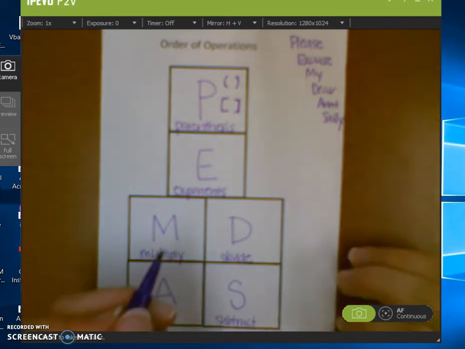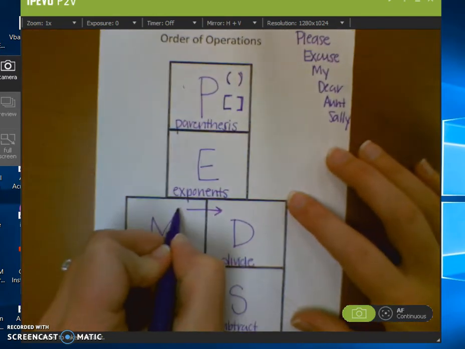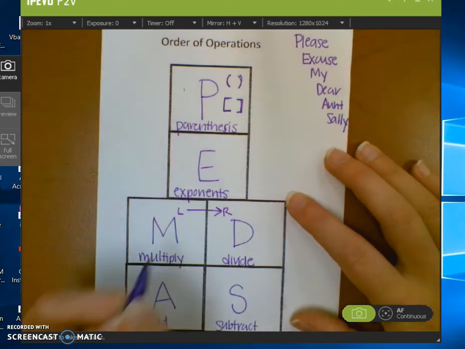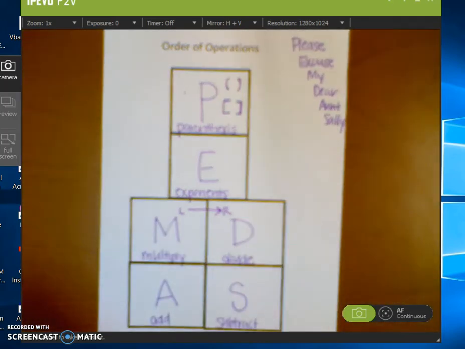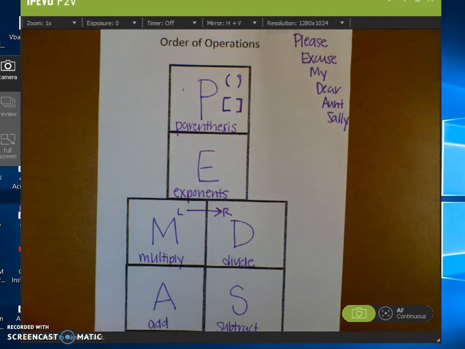And then multiply and divide are on the same level because we multiply and divide from left to right. So if division is first, we divide first. If multiplication is first, we multiply first. We do whatever comes first in the equation or in the expression left to right. So it's really important that we remember that multiplying and dividing are on the same level. We do them at the same time from left to right.